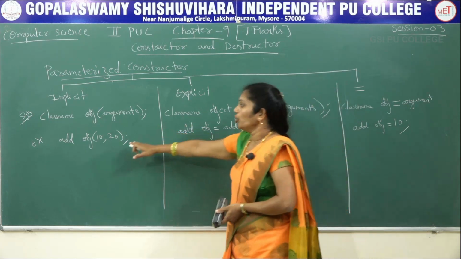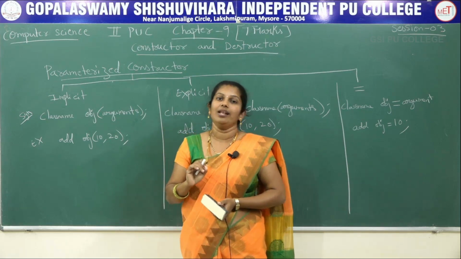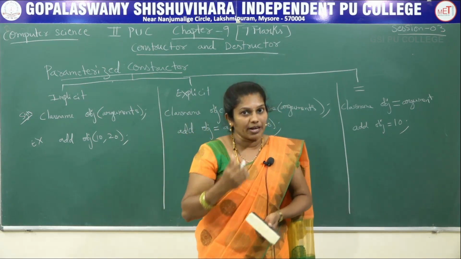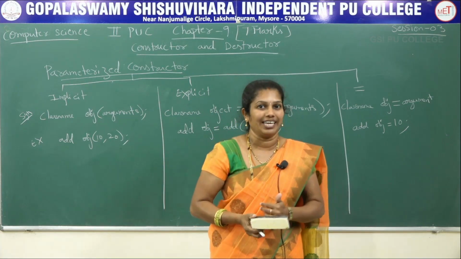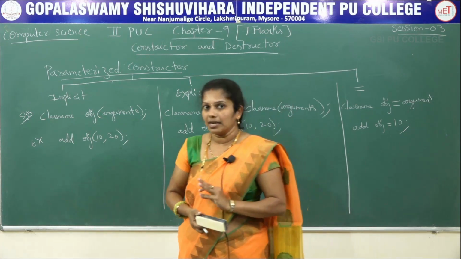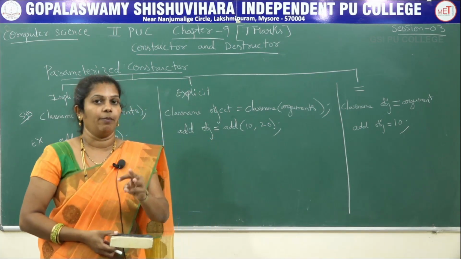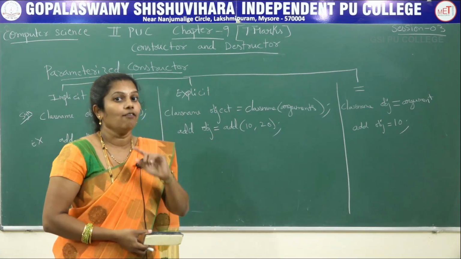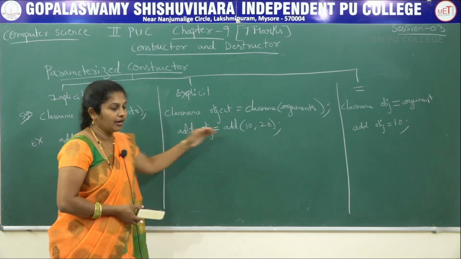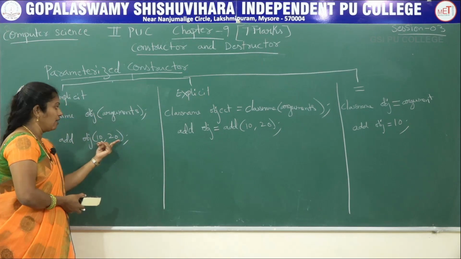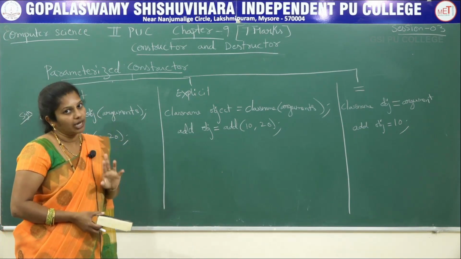See, when you create objects with arguments, at that time this parameterized constructor will execute, and this parameterized constructor can be overloaded. These are the three advantages. Parameterized constructor is nothing but a constructor which has arguments. It will be invoked automatically when we want to create objects with arguments.